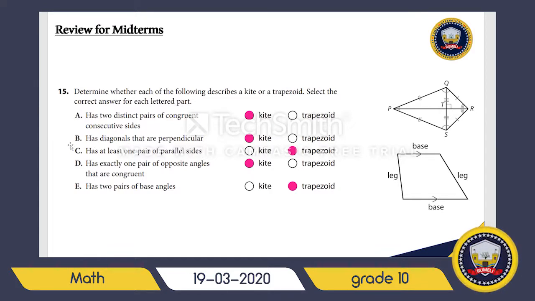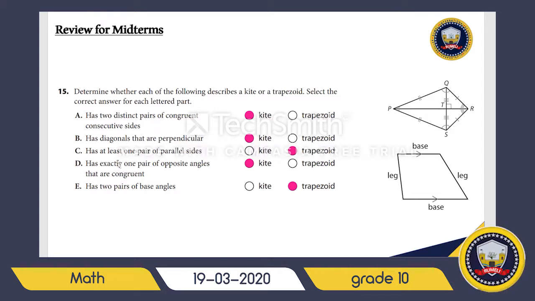B. It has diagonals that are perpendicular. I cannot see perpendicular diagonals here. They are not. But for the kite, we said that the diagonals are perpendicular. They make 90 degrees here. C. Has at least one pair of parallel sides. One pair of parallel sides. These are the bases for my trapezoid. And this is not true for the kite. So this C is for the trapezoid, not for the kite.